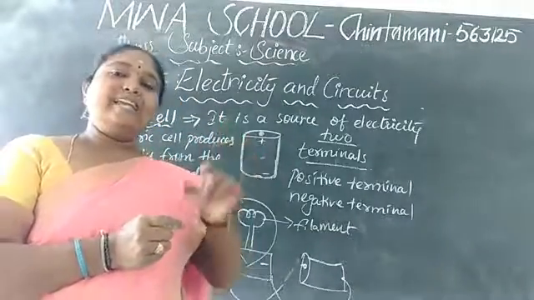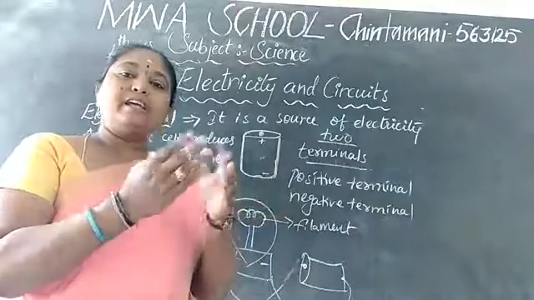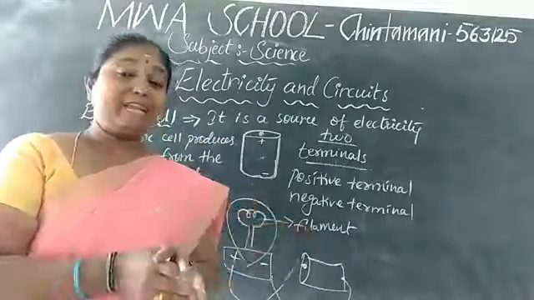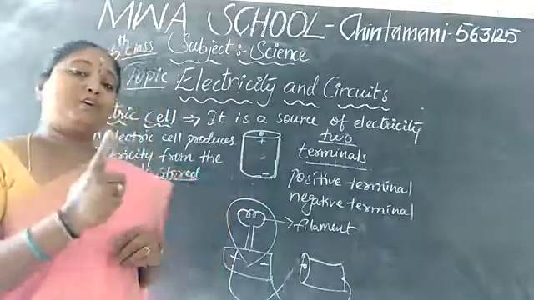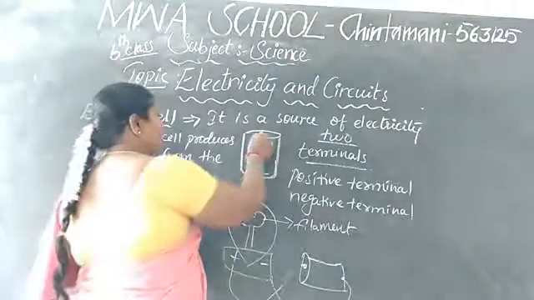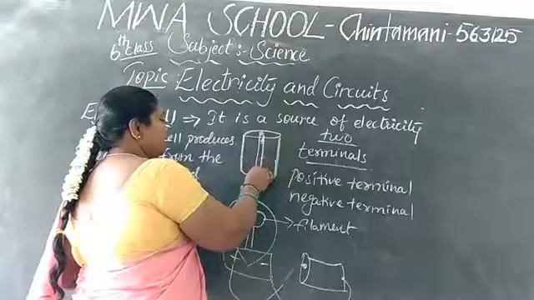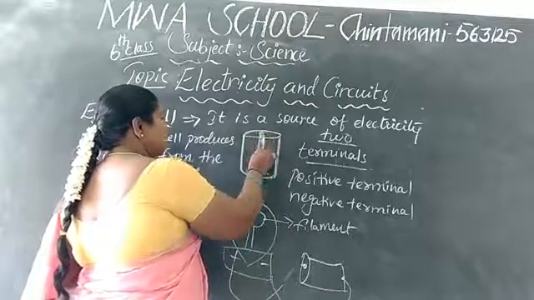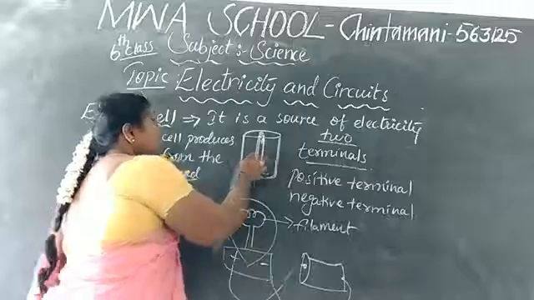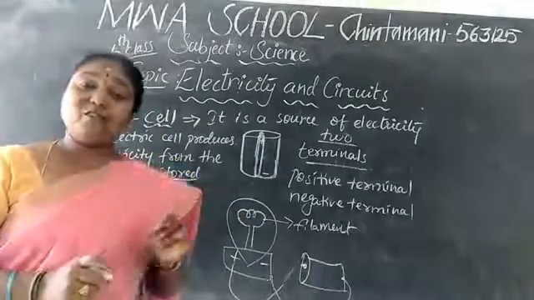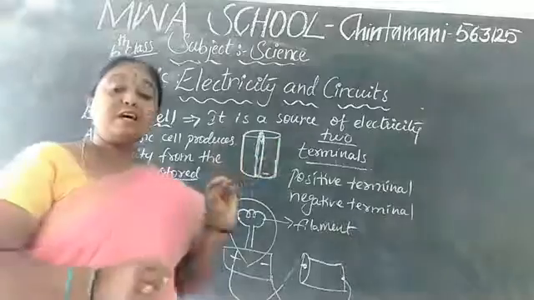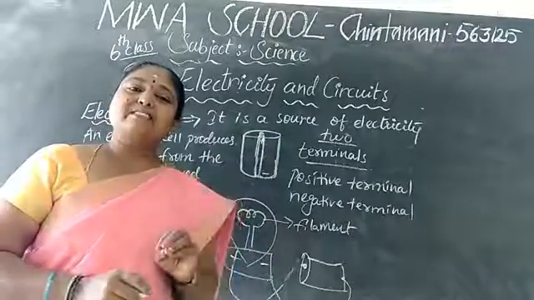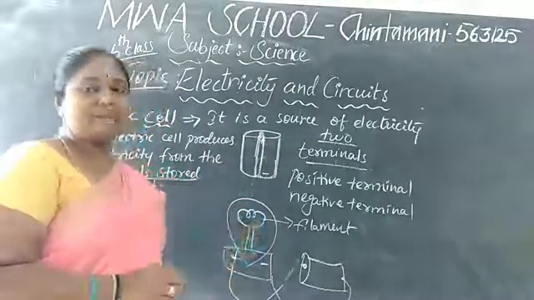So positive, negative, then remove that outer coating, that is the metal one. Be careful, children. Then inside you can see a small rod. Like this, a small black colored rod will be given. That rod is the carbon rod, and it is black. That is the coal particle, mixed with some chemicals.